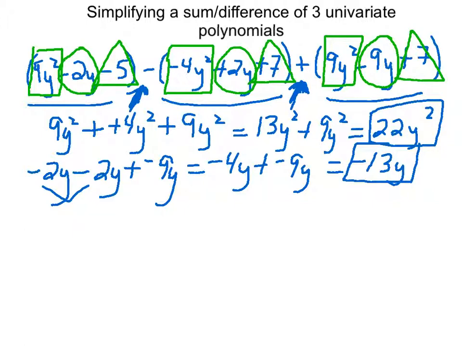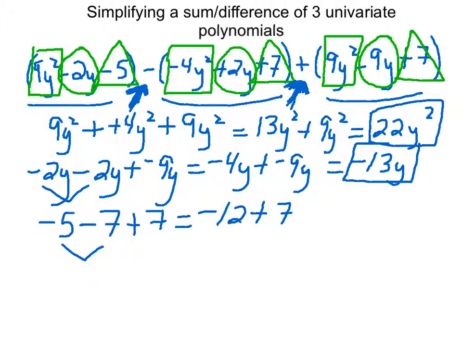Our first triangle from the left is negative 5. The sign in between the parentheses is a minus. Our next triangle is a 7. We don't have to put the plus in front of the 7. Our last sign between the parentheses is a plus, and our last triangle is a 7. Again, left to right. What is negative 5 minus 7? That's going to be negative 12. Negative 12 plus 7 brings us right back down to the negative 5.